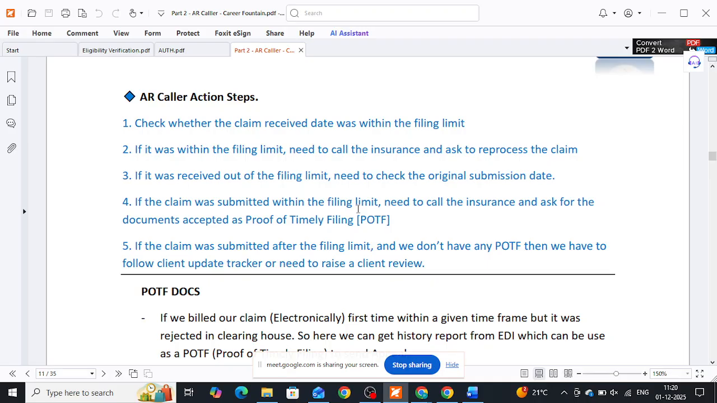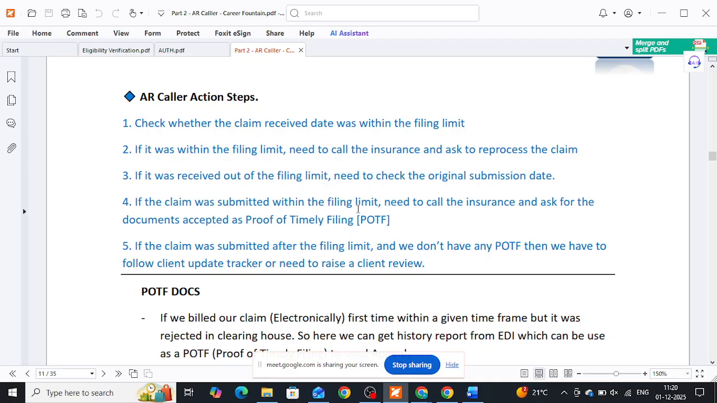It was our mistake, billing department mistake, 100%. Okay, so we have to follow our client update. Maybe some clients are giving update like below $500. If the amount is below $500 and we already tried with appeal and the appeal has been upheld, then in that case you can do adjustment.